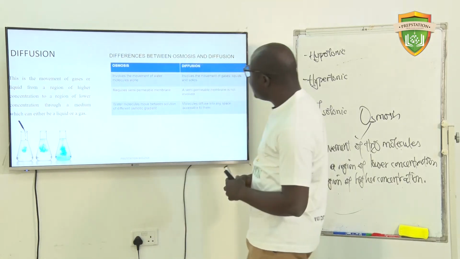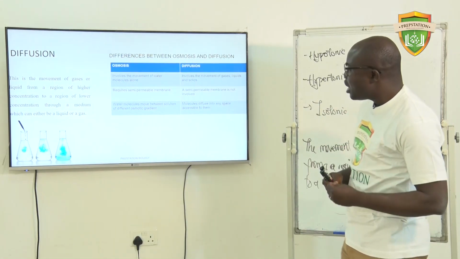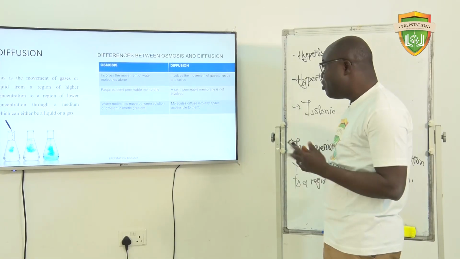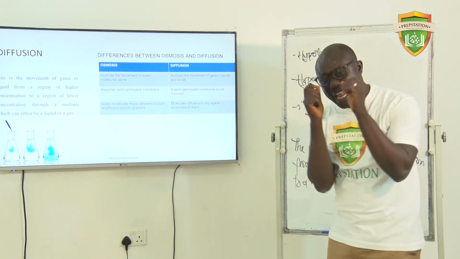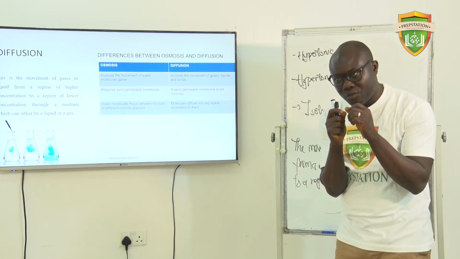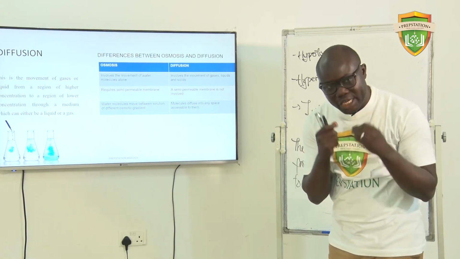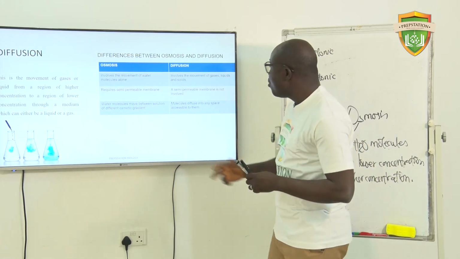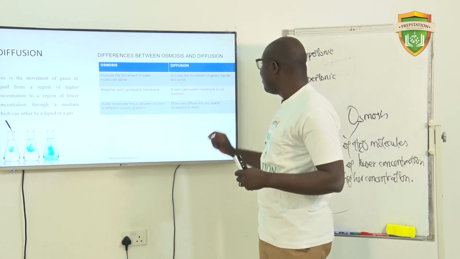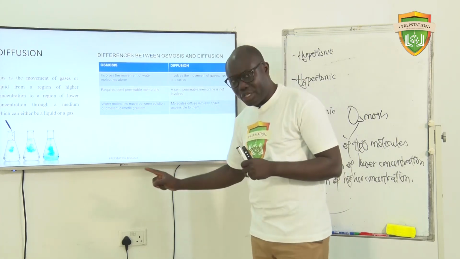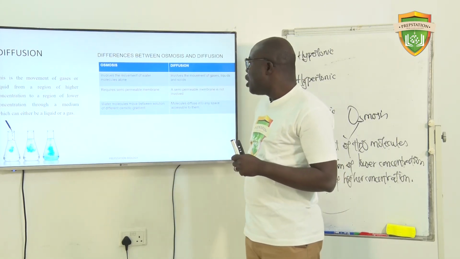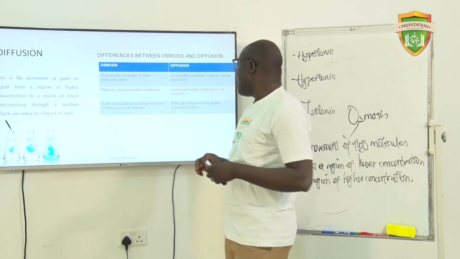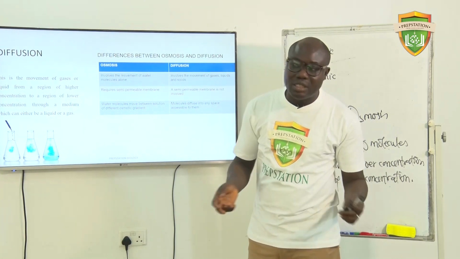Okay, now let's look at the differences between osmosis and diffusion. Osmosis involves the movement of water molecules alone. Please stay with me. There are some precisions that I need you to pay attention to here. It involves the movement of water molecules alone, while diffusion involves the movement of gases, liquid, and solid. Keep that. Now, the next one. Osmosis requires a semi-permeable membrane. Diffusion does not need any membrane.